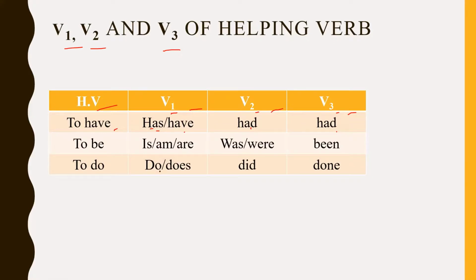Verb to do: do and does come in the first form of verb. Did comes in the second form of verb. And done comes in the third form of verb.